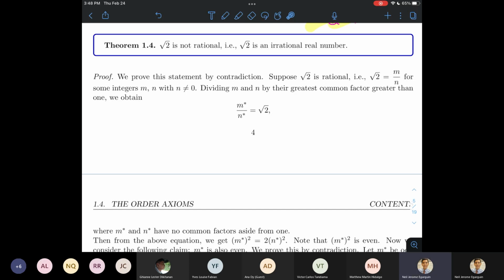So according to legends, due to its discovery and the hesitance of the Pythagoreans to accept that, because it is counter to the gospel truth that they believed in, that everything is rational, ginawa nila, nilunod nila si Hippasus for the crime of spreading the word that square root of 2 is irrational.